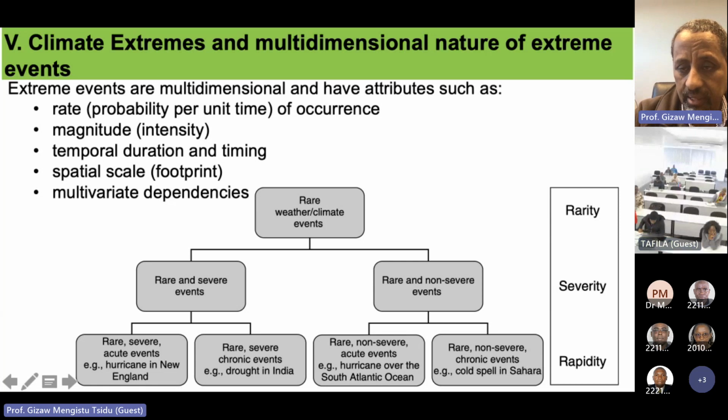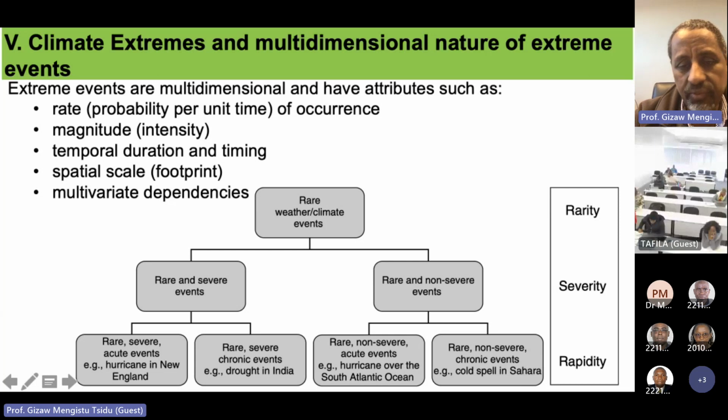For instance, you can see rapidity, severity, rarity is how you classify this in a table. Rapidity: a rare non-severe chronic event, like a cold spell in the Sahara; a rare non-severe acute event, a hurricane over the South Atlantic Ocean. This is one example. A rare severe chronic event, I'm just looking at the bottom boxes, is a drought in India, for example. A rare severe acute event is given, for instance, as a hurricane in England. That's how you classify them.